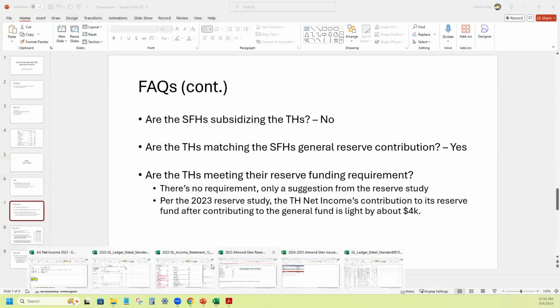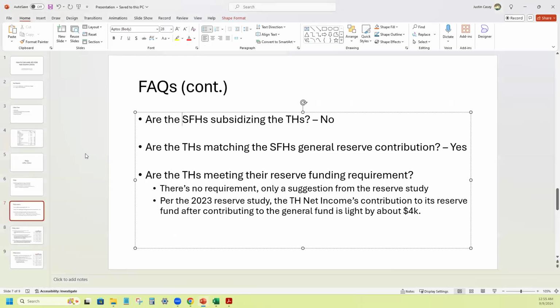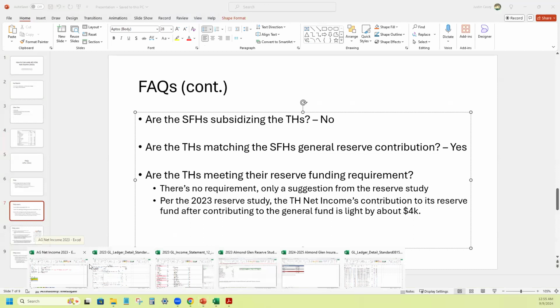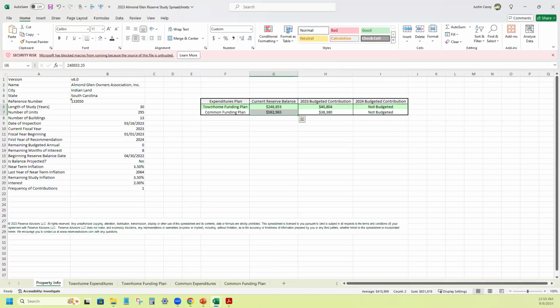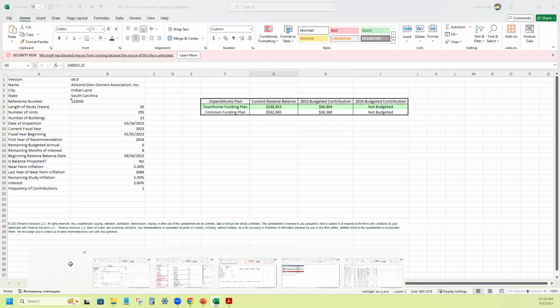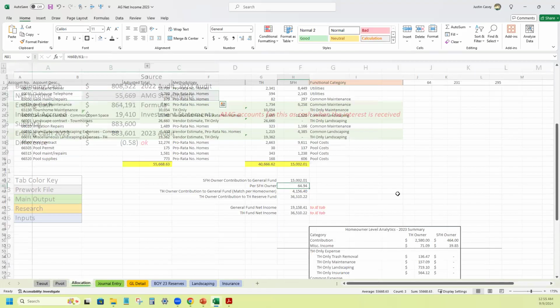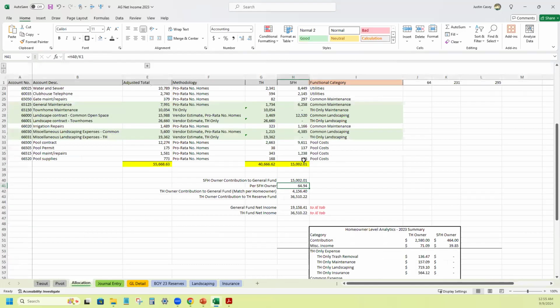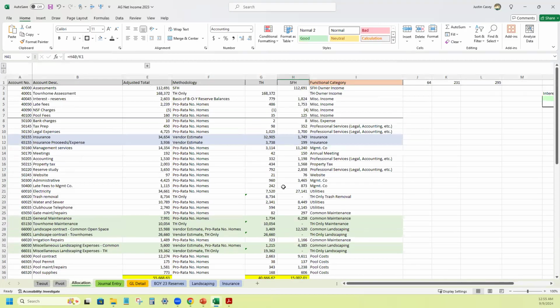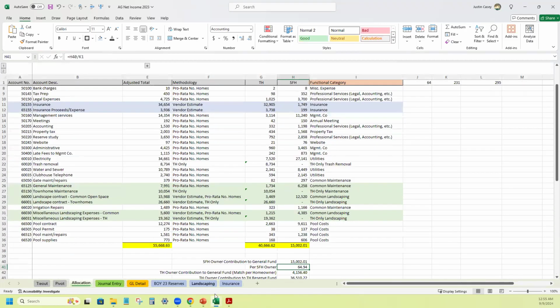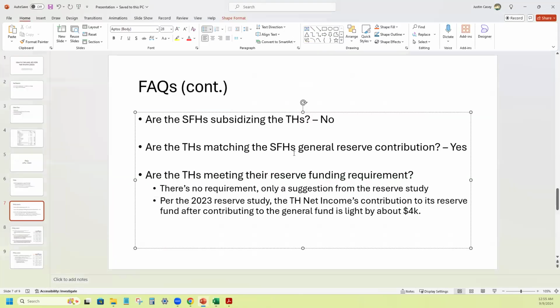So the FAQs. Are the single family homes subsidizing townhomes? No. A subsidy of the single family homes subsidizing the townhomes would basically mean that the townhomes are in a net loss position, and that single family home dollars are needing to be used in order to cover costs associated with the townhomes. That's not the case on the actual dollars being calculated.